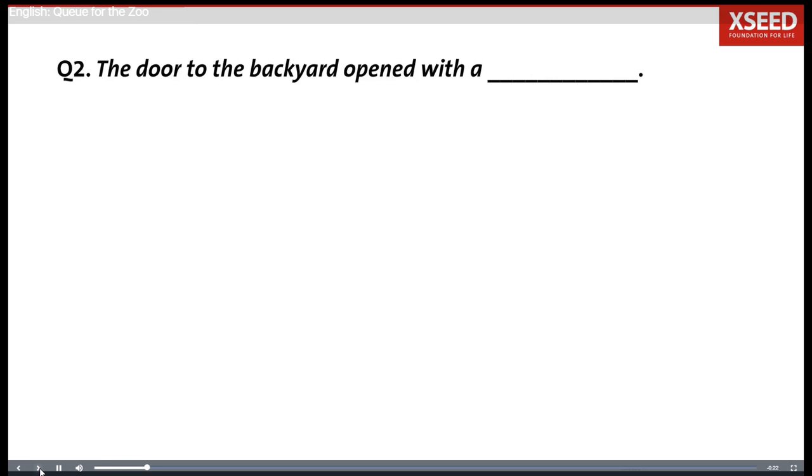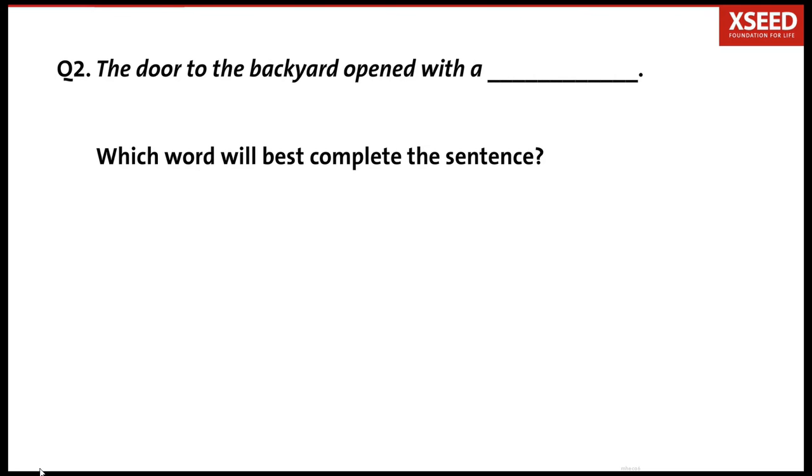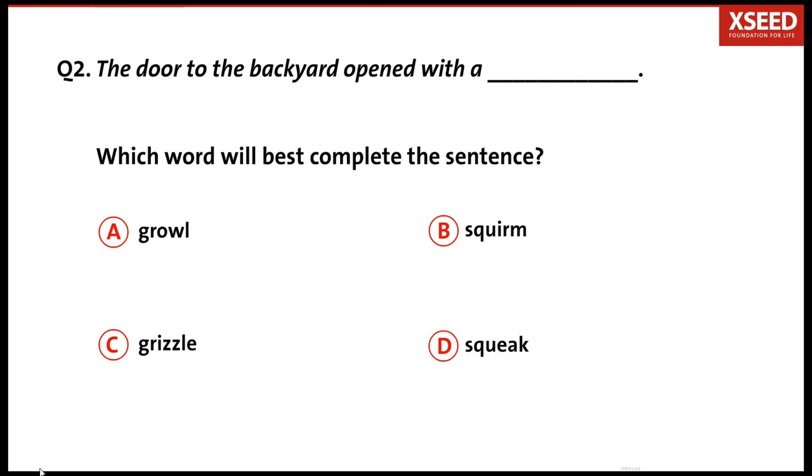Question 2. The door to the backyard opened with a... Which word will best complete the sentence? A. Growl. B. Squirm. C. Grizzle. D. Squeak.